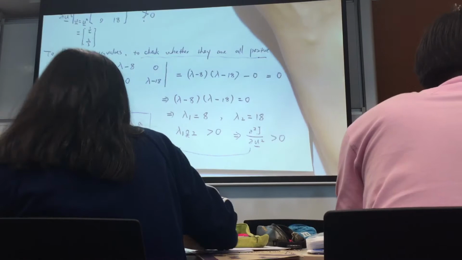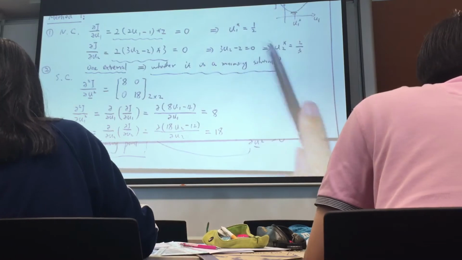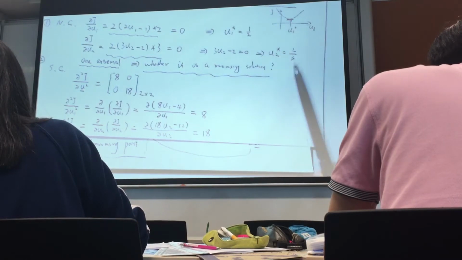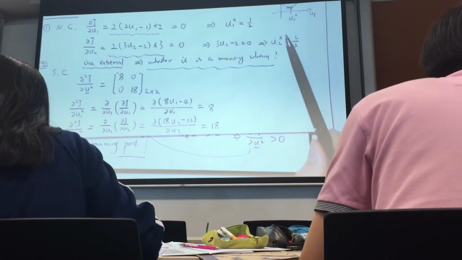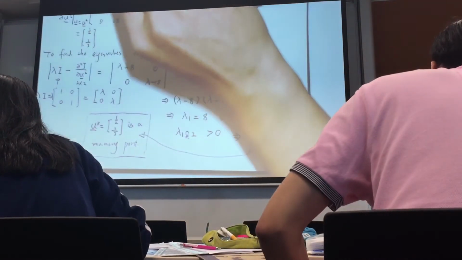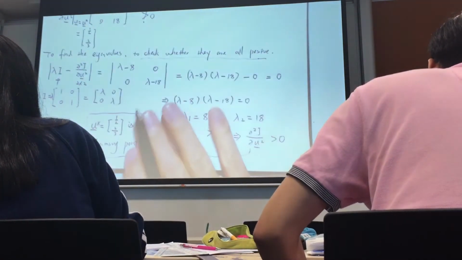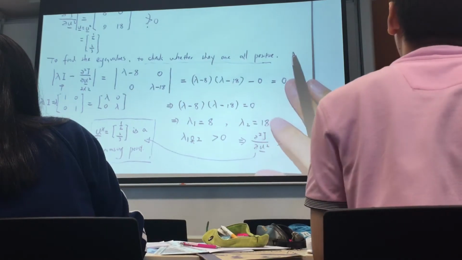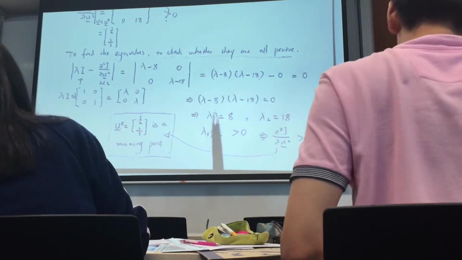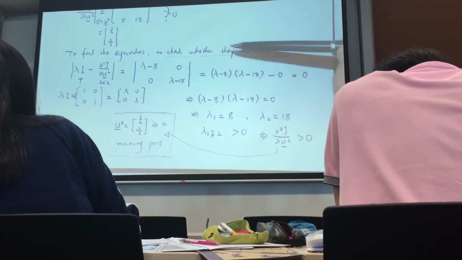So the necessary condition is to determine all the potential solutions. The sufficient condition is to determine whether the solution is a minimizing point or a maximizing point. So this is the first method. Before we discuss the second method, any questions? Do you have any questions about the solution to the problem?